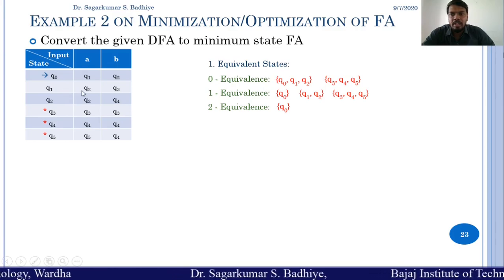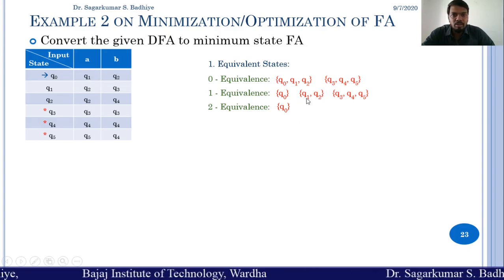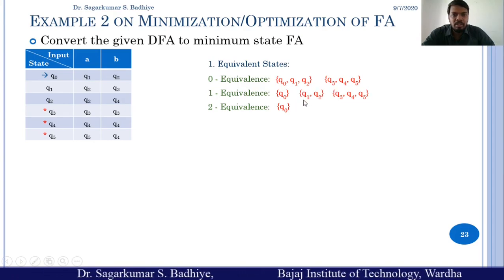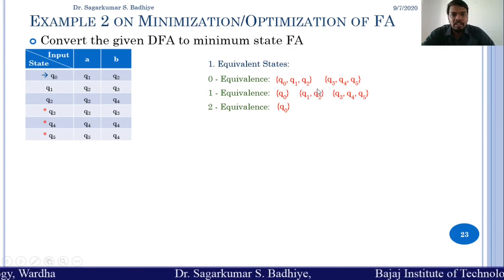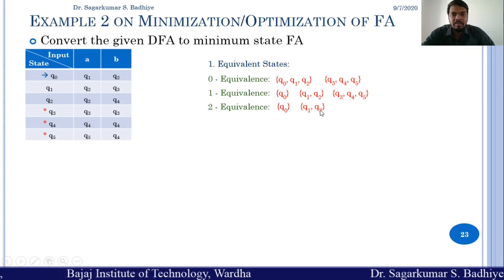Q1 on A goes to Q2 which belongs to this set. Q2 on A goes to Q2 which also belongs to this set. Q1 on B goes to Q3 which belongs to this set, and Q2 on B goes to Q4 which again belongs to this set. So based on the inputs A and B, both Q1 and Q2 go to the same set of states. So we cannot partition them further, and these two states are also two equivalent. So we keep them as it is.